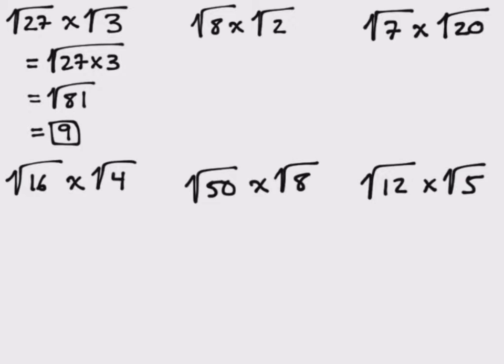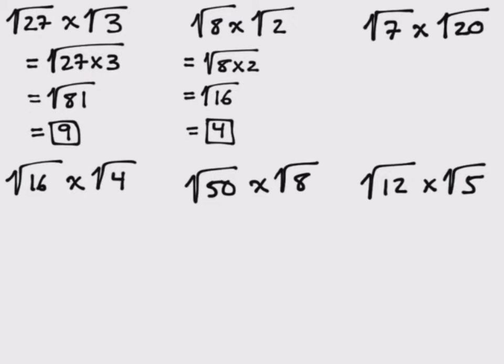How about another one? The square root of 8 times the square root of 2. I don't know what the square root of 8 is. I don't know what the square root of 2 is. But I do know that we have the option of writing this as the square root of 8 times 2. And 8 times 2, that's a nice number. That's 16. And 16 happens to be a perfect square, and we know its square root, namely 4.